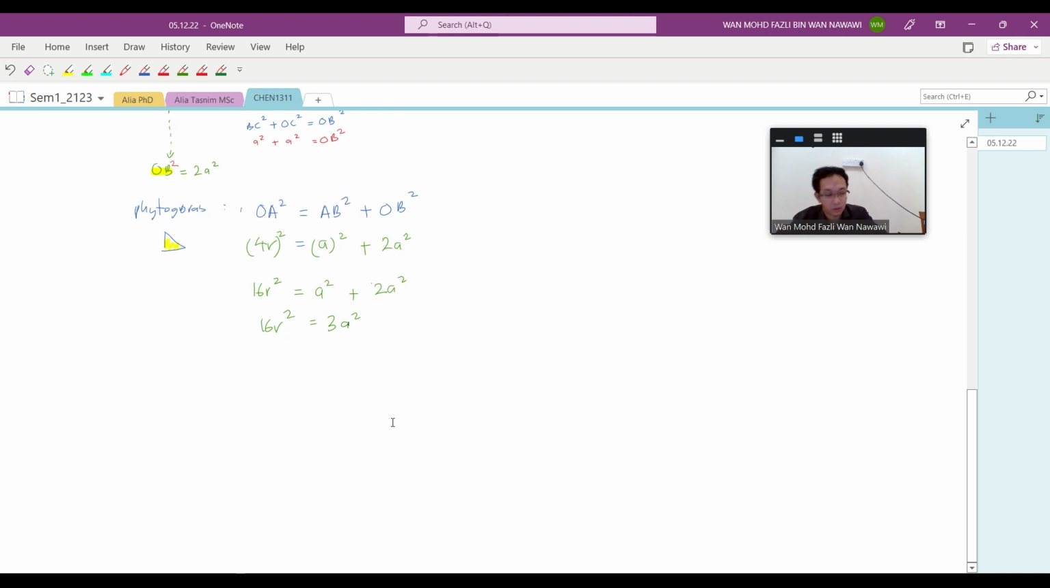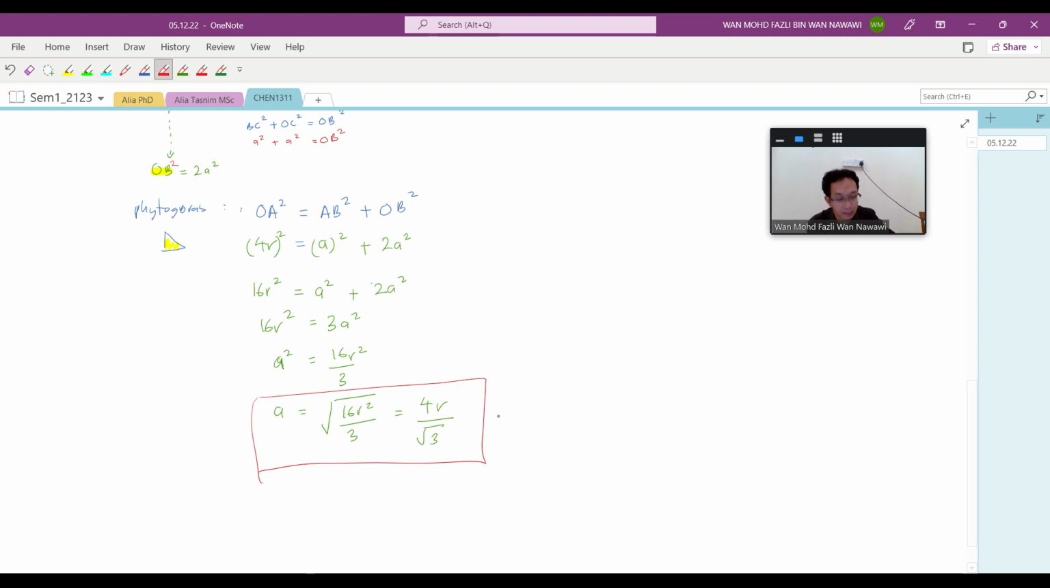And then now you can correlate them. Let's say you want it from the A perspective: A squared is equivalent to 16R squared over 3. And then to get A, A is equivalent to the square root of 16R squared over 3, which is also the same as 4R over the square root of 3. So now you have successfully related A, the length of the unit cell, with R. This is what I mean by relating A to R.